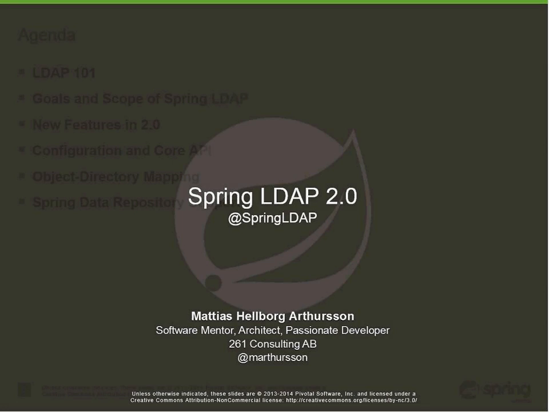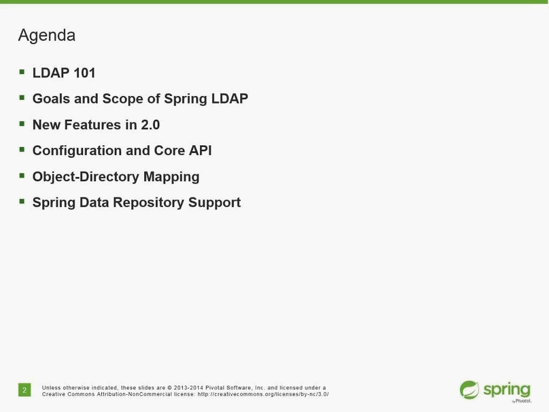So, on the agenda for today, we'll start off with doing a real quick flyby of the basic concepts of LDAP. We'll move on to defining why we need Spring LDAP and looking at the new features in 2.0, comparing them to the old features in 1.x. Then we'll move on to the details, the configuration and the core API, a really cool feature, the object directory mapping, and finally the Spring Data repository support for LDAP as well.